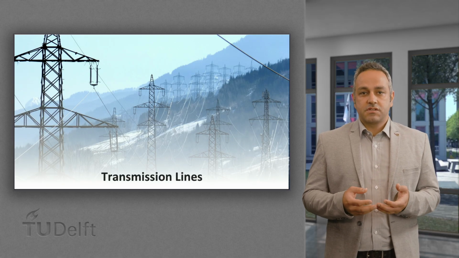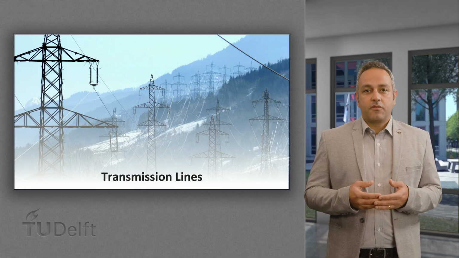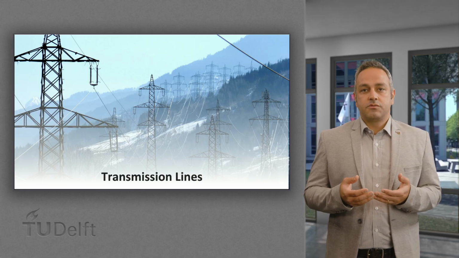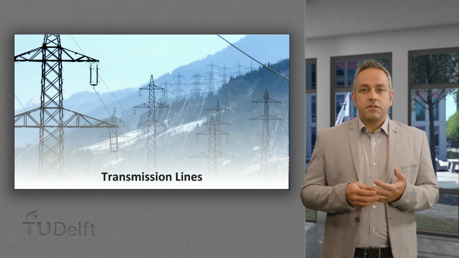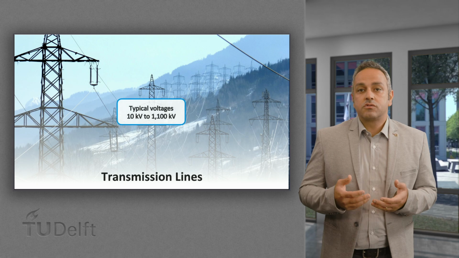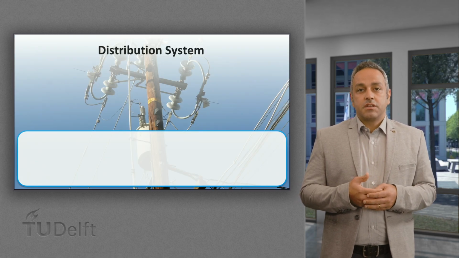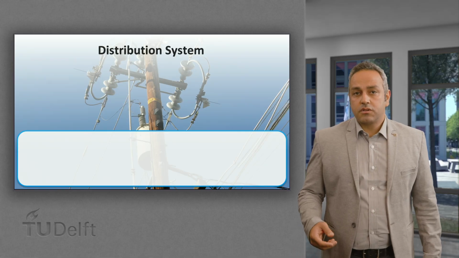The transmission system is made up of transmission lines that transport the power from the generation system to the distribution system. Typical voltage levels for the transmission system range from 10 kilovolts to 1100 kilovolts. The distribution system is the network that feeds power to the load.